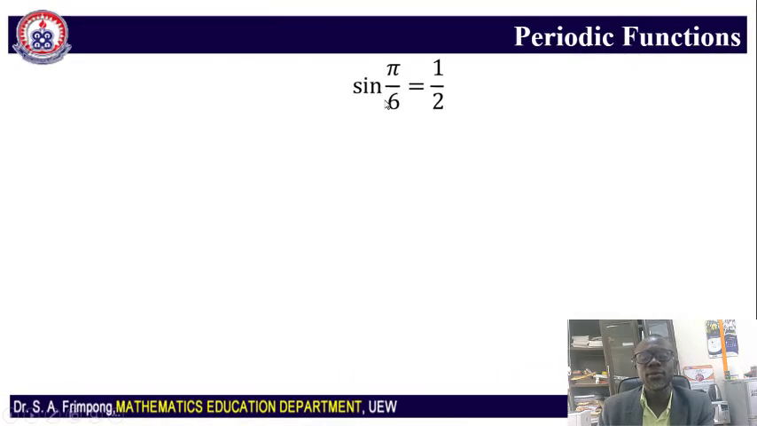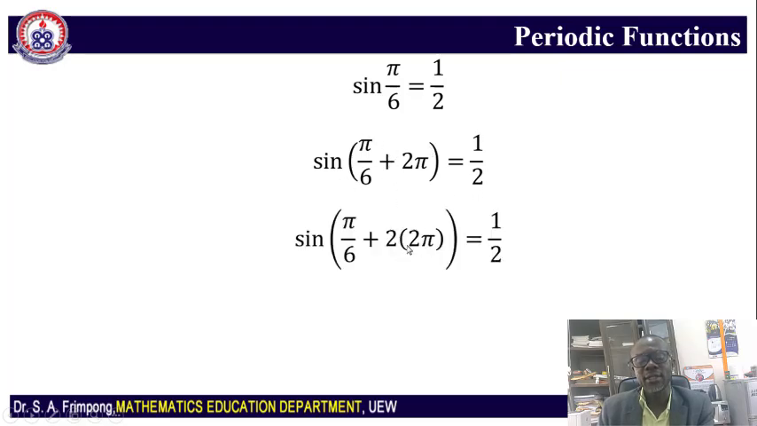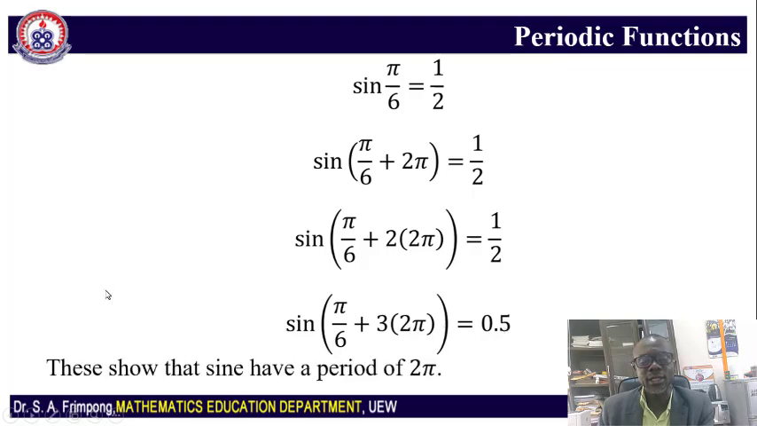So for example, sine of pi on 6 is 1 over 2. If you add 2 pi to pi on 6 and you find the sine, you still have 1 over 2. If you add 4 pi, that is 2 times 2 pi, you still have 1 over 2. If you add 3 times 2 pi, you get half. So we can say that sine has a period of 2 pi. So every 2 pi, it repeats itself.